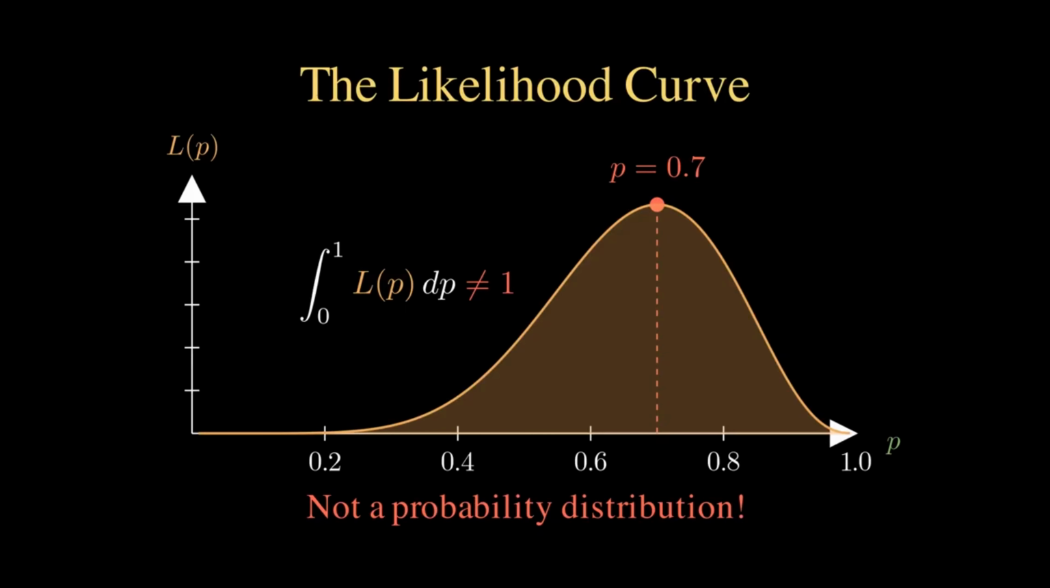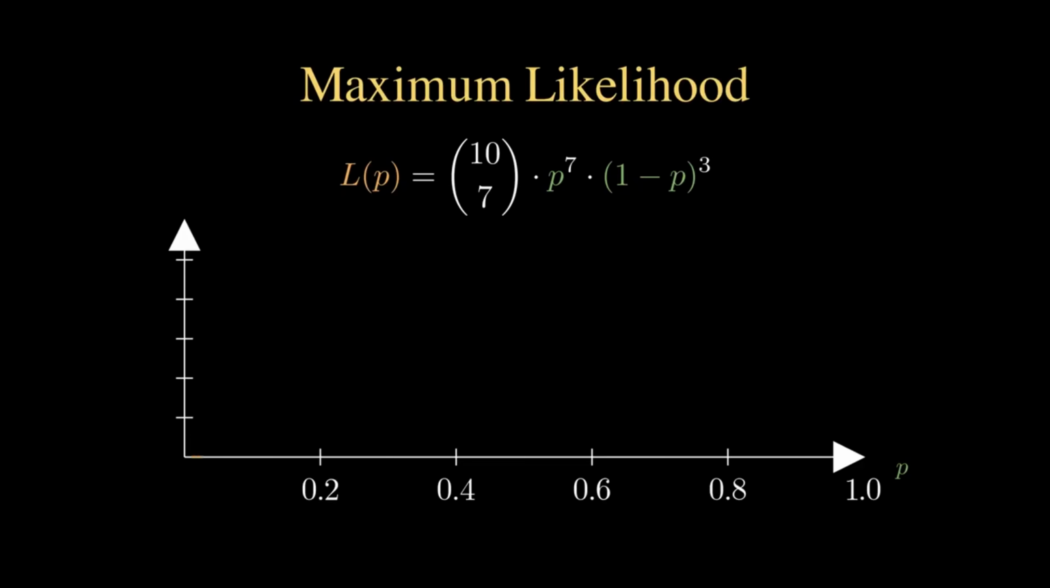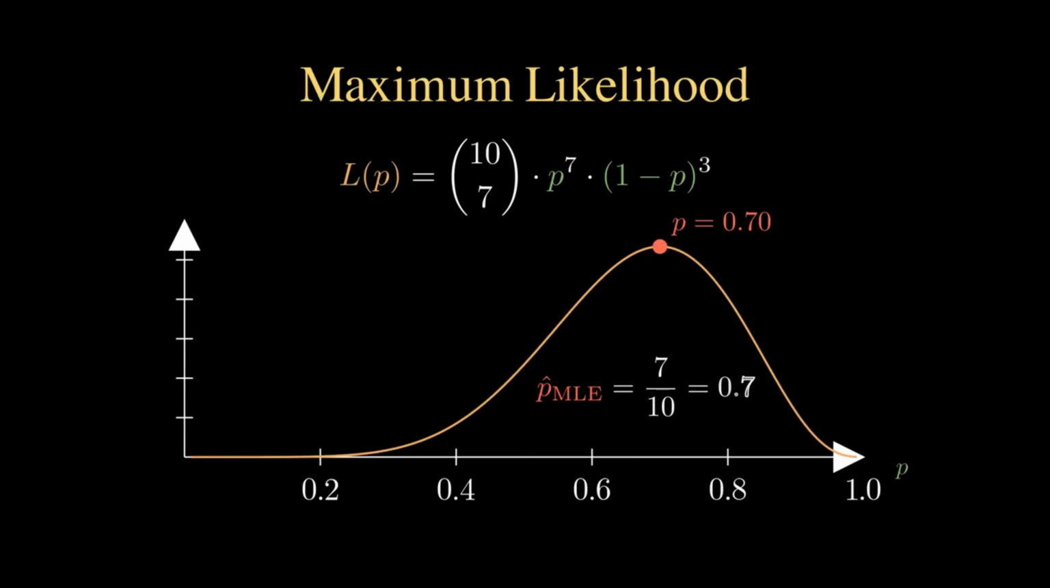So, if the likelihood tells us how plausible each parameter value is, the natural thing to do is pick the one at the top. That's the maximum likelihood estimate. For our coin, L of P equals the binomial coefficient times P to the 7 times 1 minus P to the 3. Now watch as we slide P from left to right. The likelihood rises, peaks at 0.7, and falls back down. The maximum likelihood estimate is P hat equals 7 over 10, which is 0.7.